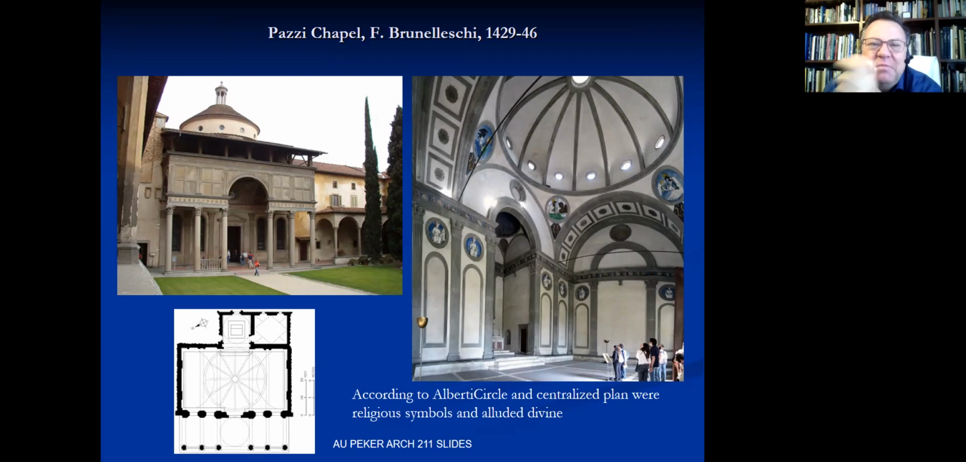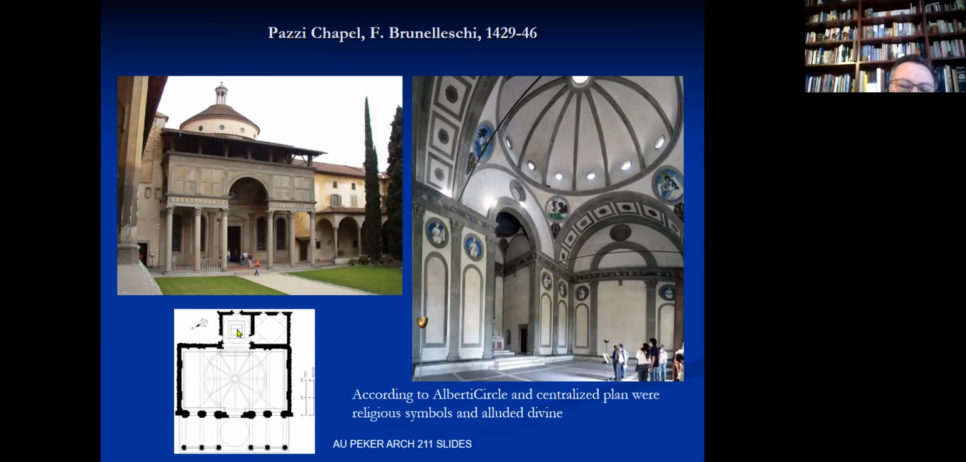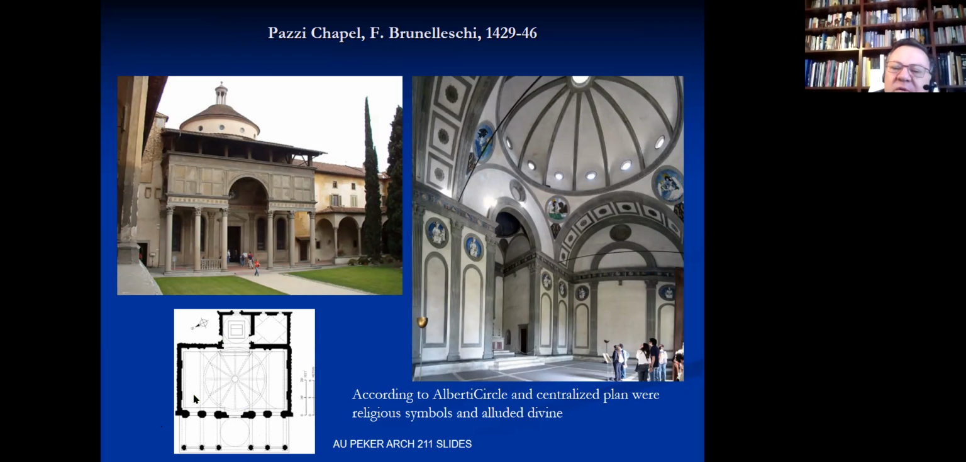And in Pazzi Chapel, Brunelleschi tried again a great dome sitting upon a room of rectangular shape, but pay attention. This rectangle is obtained with these exedras, right and left, arched exedra-like projections, right and left. But the main idea is to have a centralized domed square here, as you can see.